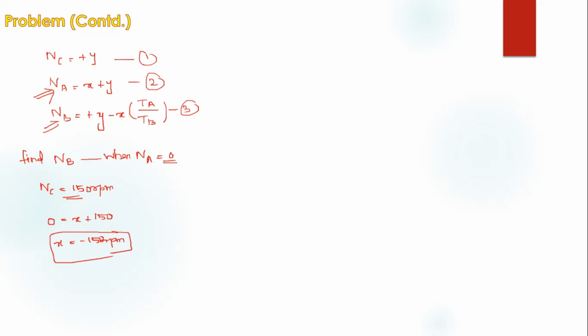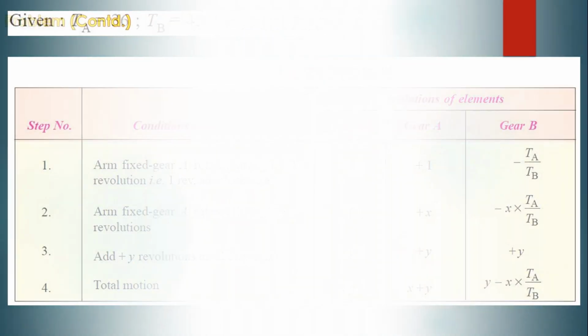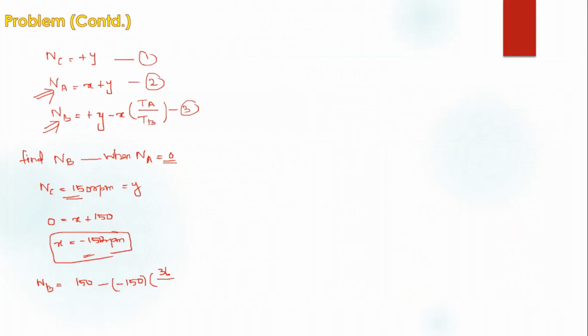Now we have to find the speed of NB. So NB equals y minus x into TA by TB. What is the value of y? y equals 150, and x equals minus 150, into TA by TB, where TA equals 36 and TB equals 45. So 36 divided by 45. Here plus minus into minus plus. So 150 plus 150 of 36 by 45. So what is the value? 36 divided by 45 equals 0.8.